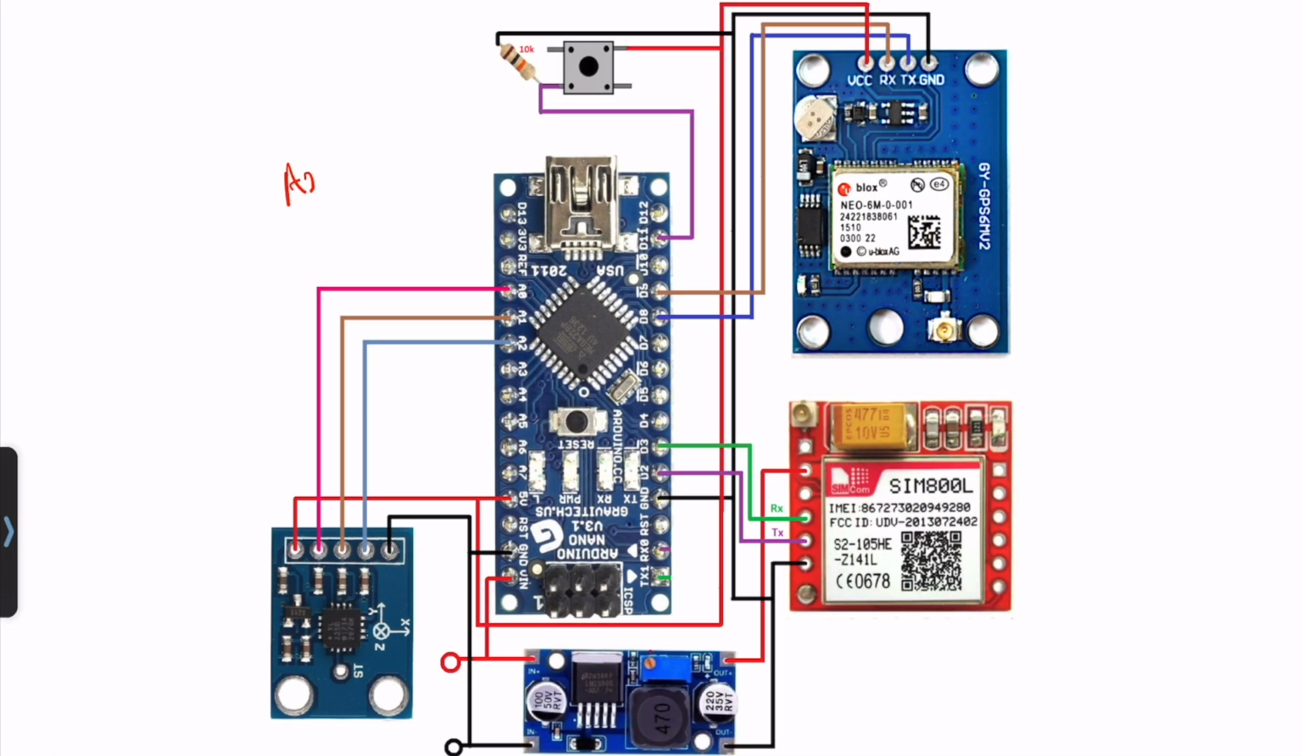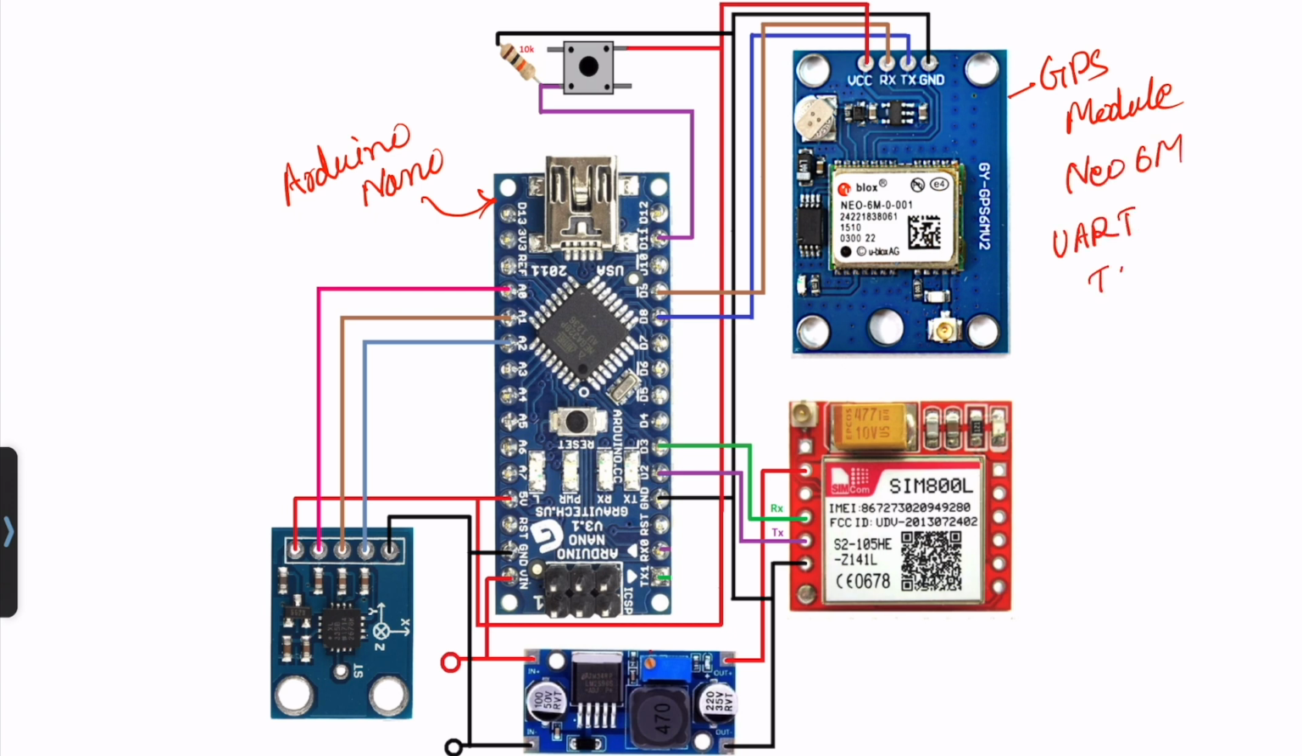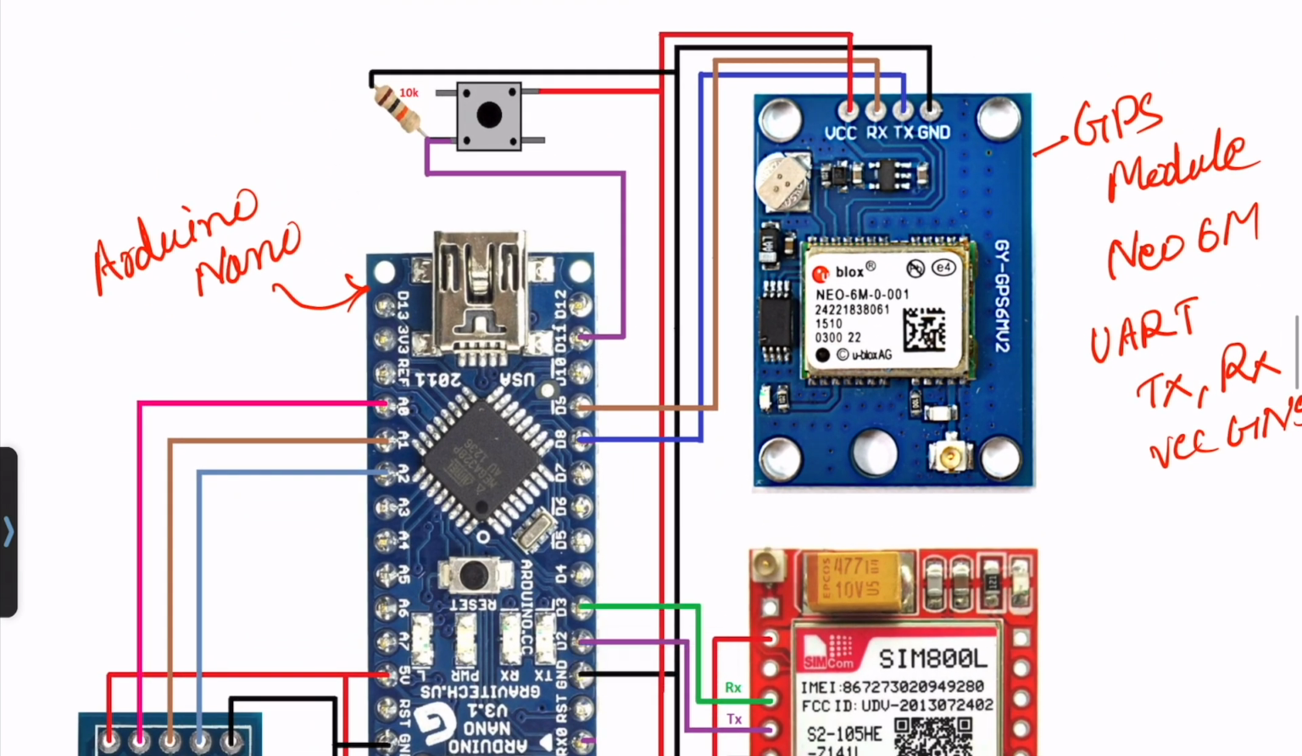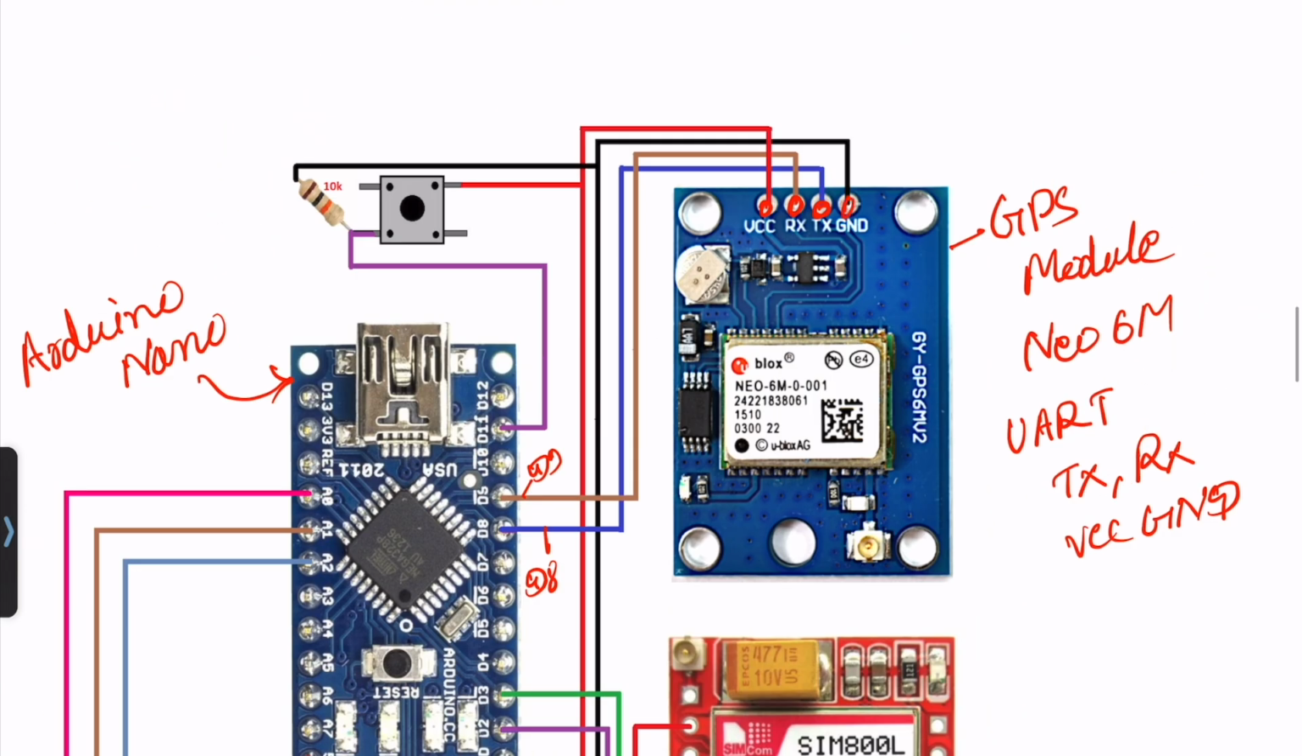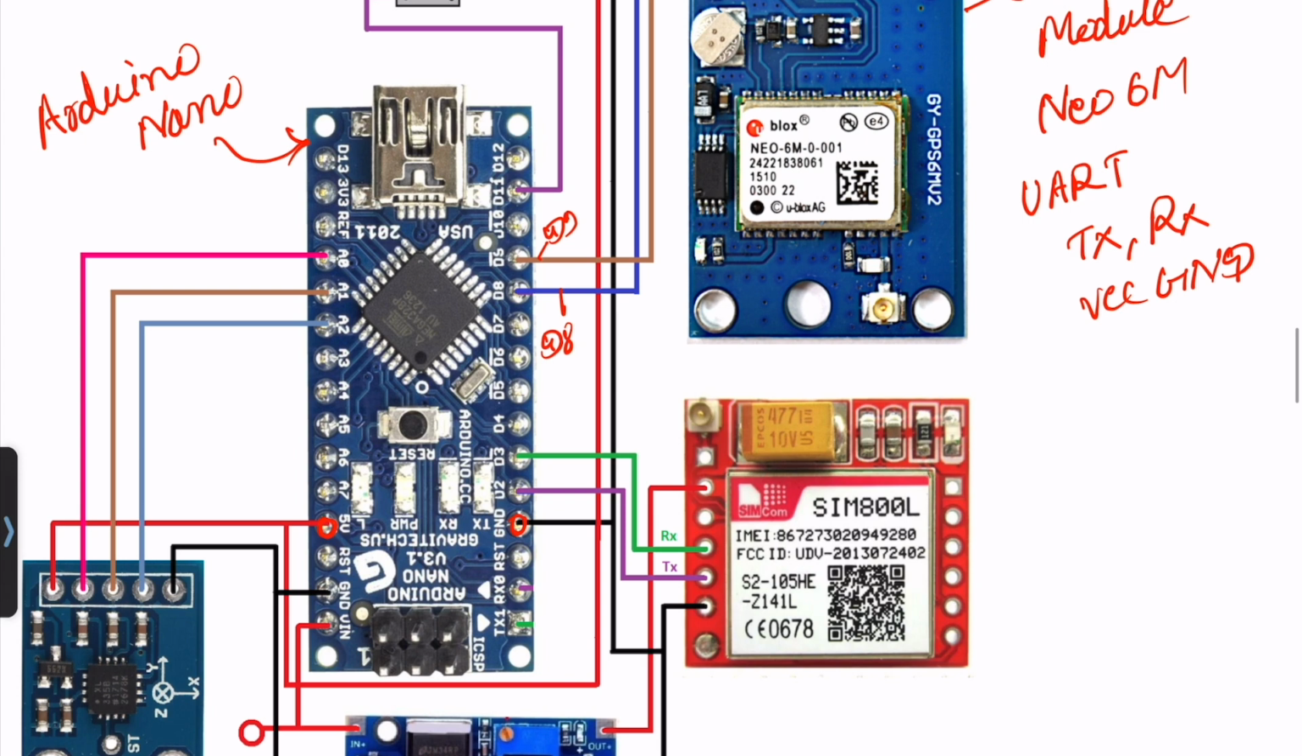Let's see the circuit diagram. First I use the Arduino Nano microcontroller board, and on the right side I use the Neo 6M GPS module. It works on UART. UART only requires 4 wires: TX, RX, VCC and ground. The RX pin will be connected to pin D9, and TX will be connected to pin D8. VCC will be connected to 5 volt, and the ground will be connected to ground.